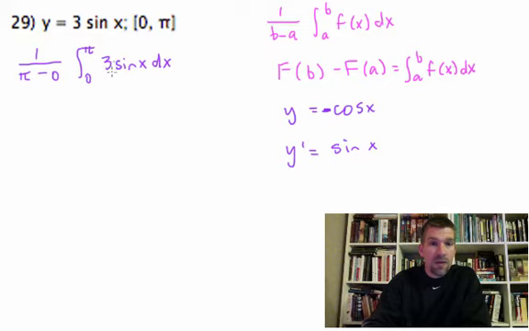Remember also that this 3 can come out into the front. So we're actually looking at 3 over pi minus 0 times the integral from 0 to pi of sine x dx.